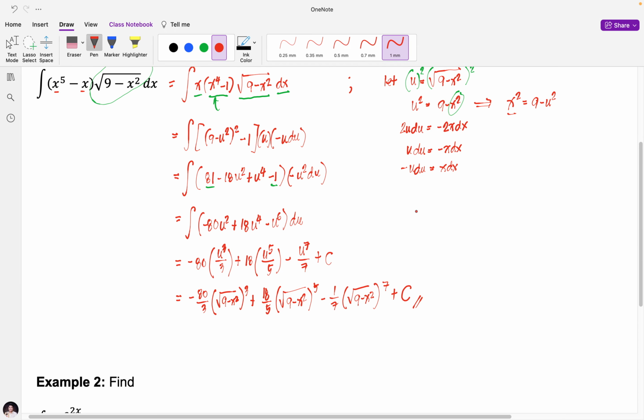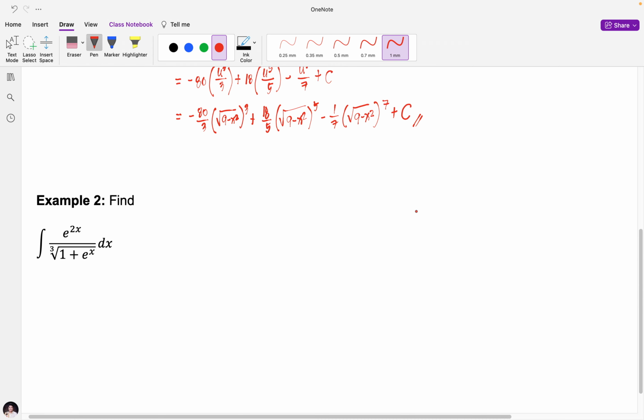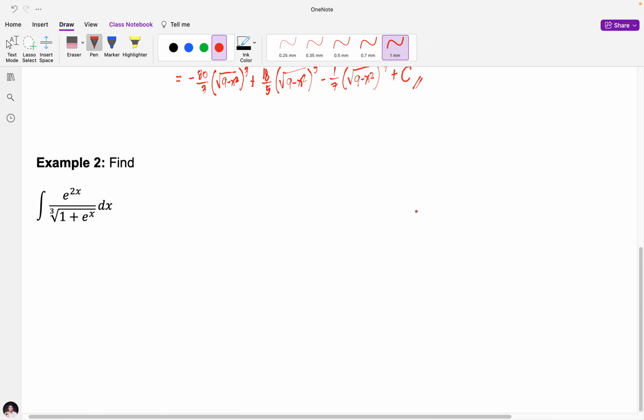Okay? So I hope clear yan. Okay. Now for the second one, let's try this. So this will be our last example for this topic. So we have the integral of e raised to 2x all over the cube root of the quantity 1 plus e raised to x dx.